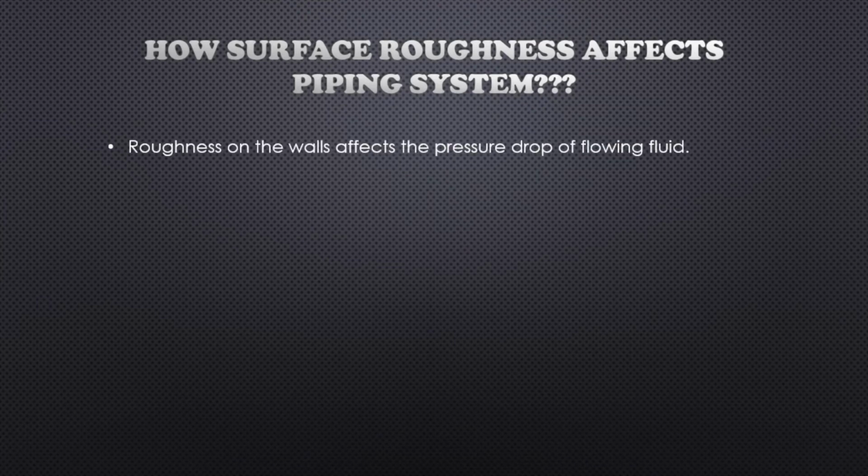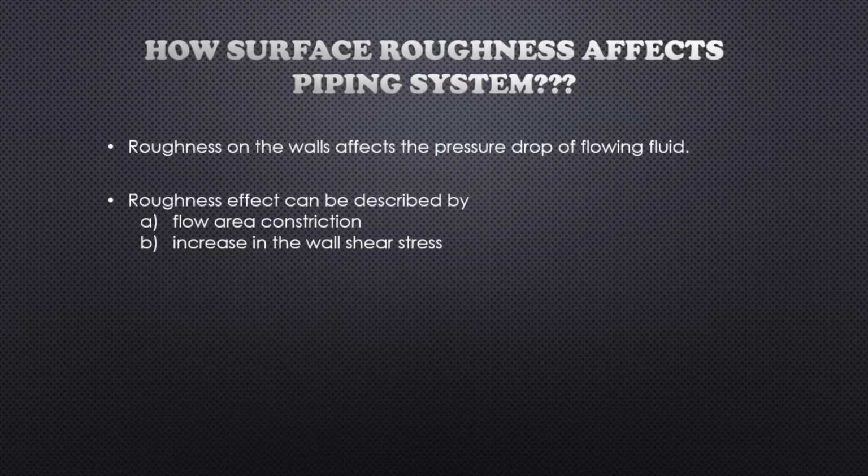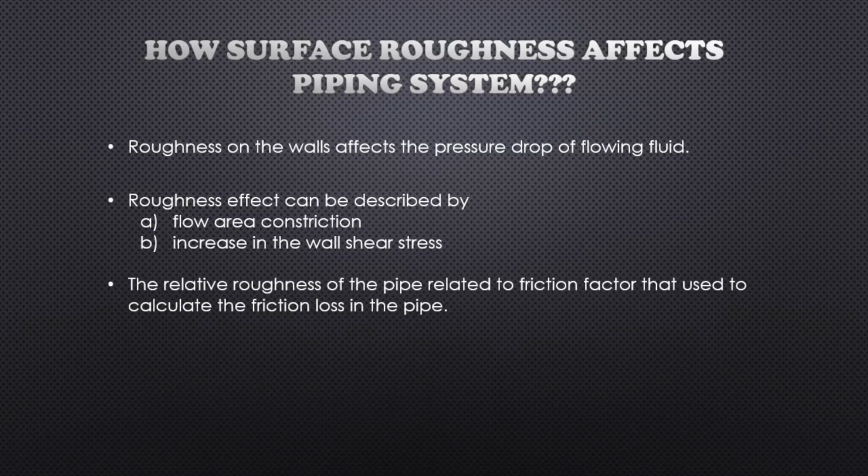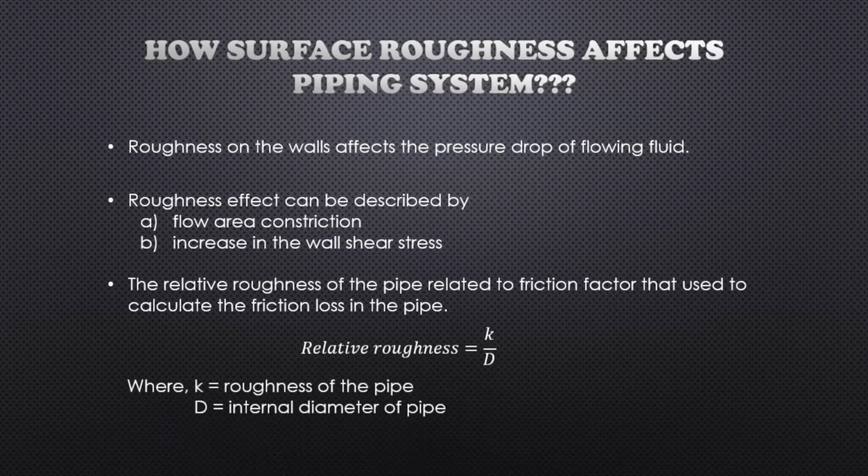Roughness of pipe wall is the major cause of frictional loss in piping system, and it affects the pressure drop of flowing fluid. The effect of pipe roughness can be described by the flow area constriction, and roughness of pipe wall increases the shear stress. The relative roughness of pipe, which is related to the friction loss in piping system, is used to determine the friction factor. Relative roughness of a pipe is the ratio of roughness of pipe to the internal diameter of pipe.